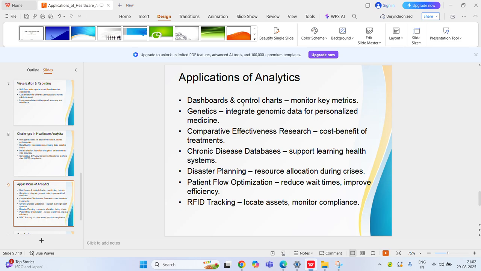Now we have some applications for analytics. These are the applications which are used for analytics purposes. First is dashboards and control charts that monitor the key metrics. Then we have genetics in the healthcare system, which integrates genomic data for personalized medicine. We have comparative effectiveness research, that's cost benefit of treatments. We have chronic disease databases, which support learning health systems, LHS. And then we have disaster planning.